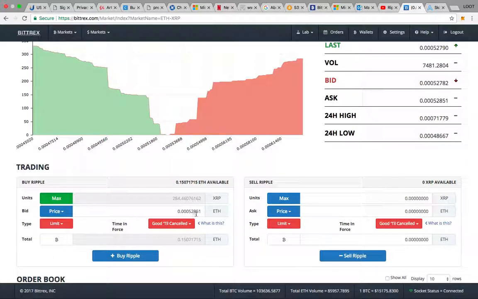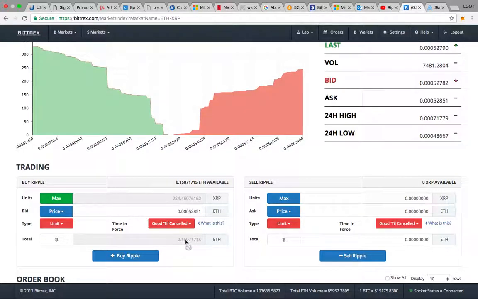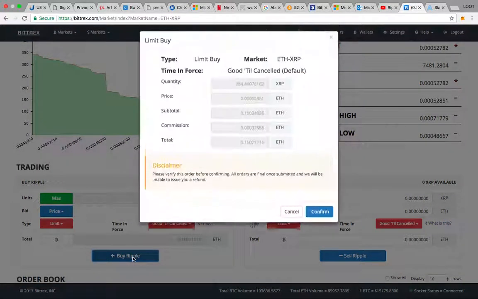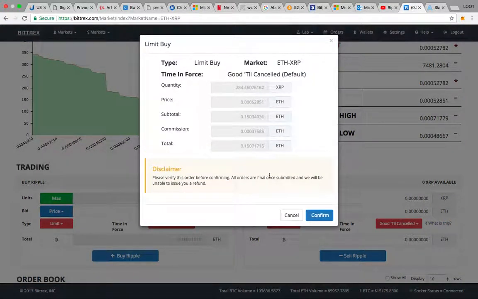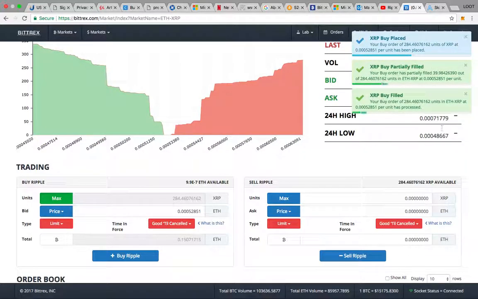So let's see here, 0.005. I chose max, so you see it automatically calculated the amount of Ripple that I'll get. So that's 284 Ripple, for 1.50 Ether. That's how many I have in my wallet right now. And then I'm going to go ahead and place this order. So you're going to go ahead and confirm your order. I'm just keeping it good till canceled.